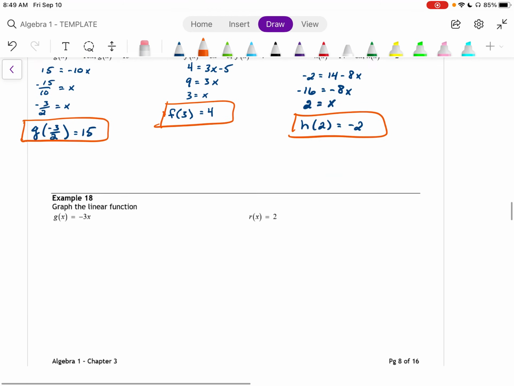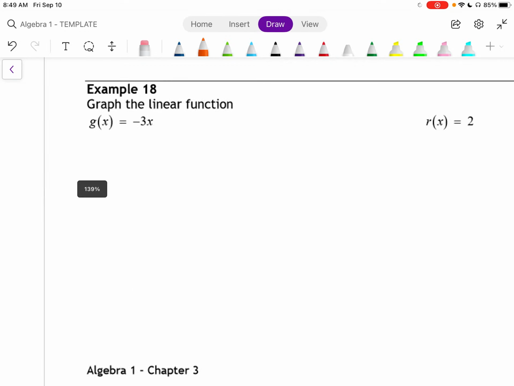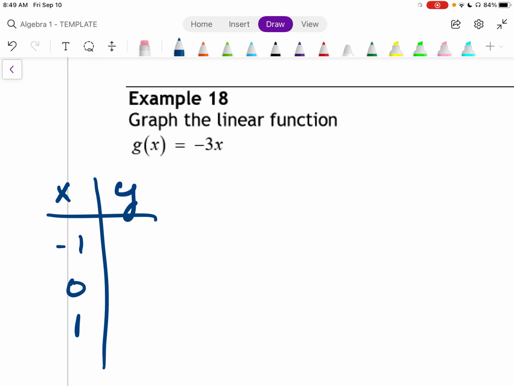All right, there's that. Scrolling down, I think that, yep, it is our last example. Graph each linear function. So again, I'm going to use a t-chart, an xy chart. I'm going to pick 3 points. On your homework, whenever you're graphing a line, I want 3 points. I'll use negative 1, 0, and 1. It doesn't really matter what 3 points you pick.